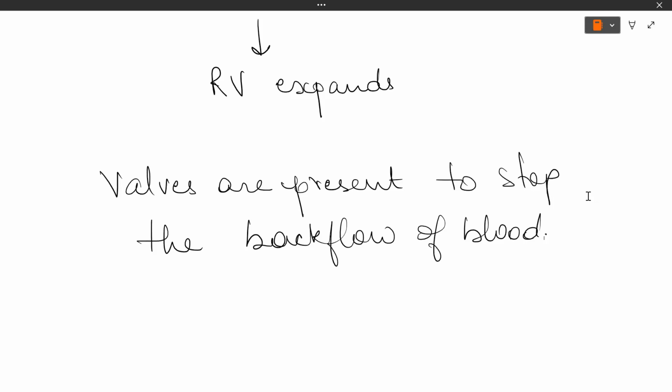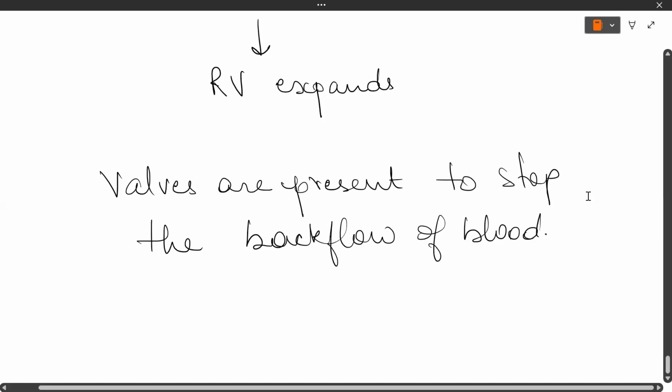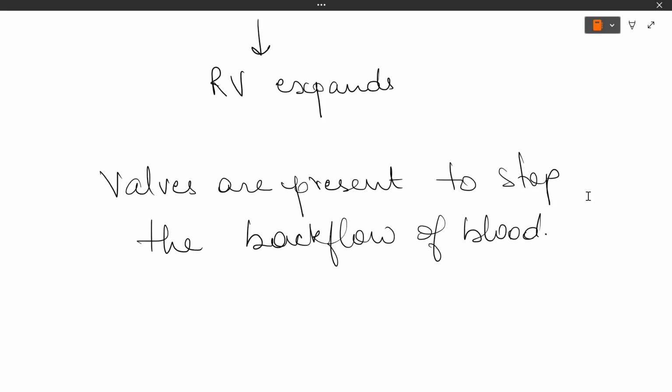And what happens in the lungs is that as soon as the carbon dioxide rich blood reaches the lung, the carbon dioxide moves out of the blood and the blood now becomes oxygenated. Understood? Now this is the mechanism that takes place at the lungs.